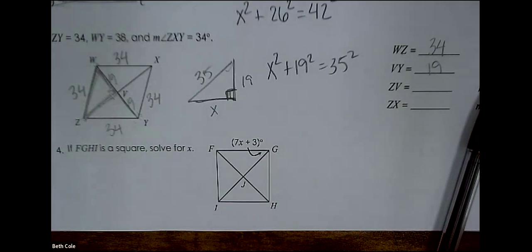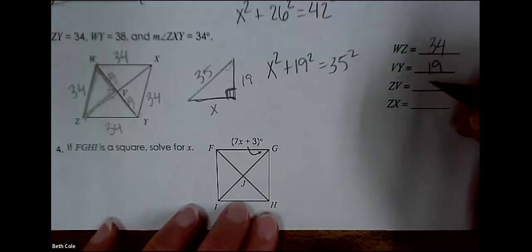But I am just typing x squared plus 19 squared equals 34 squared. And I'm going to click right here. And what is our answer? Round to the nearest whole number. It's 28. So 28 for that one.